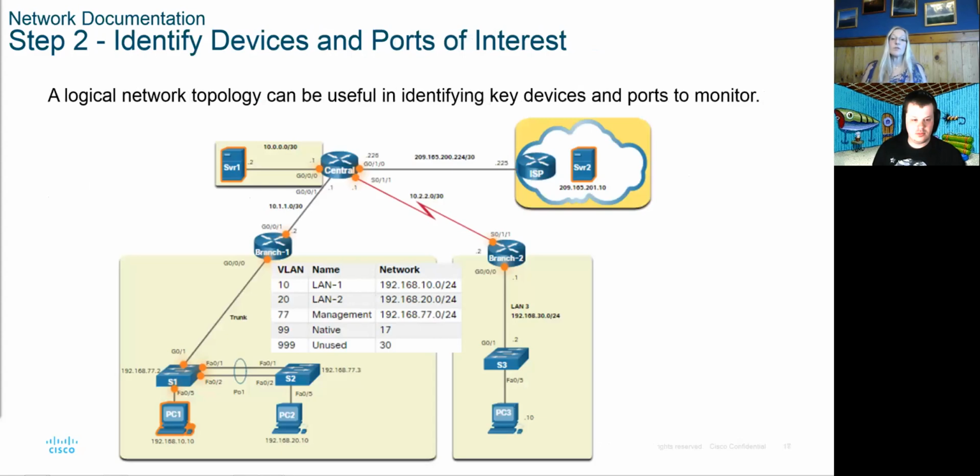For example, here we've got the devices and ports of interest, and they include PC1, the admin terminal. We've got two servers, server 1 and server 2. We've got our router interfaces, and we've got key ports on the switches. So those are some of our points of interest that we might want to start out with.